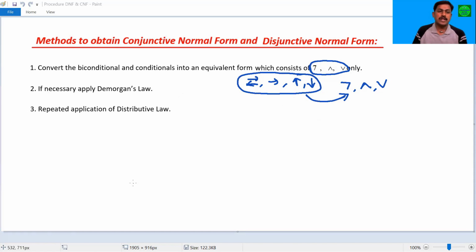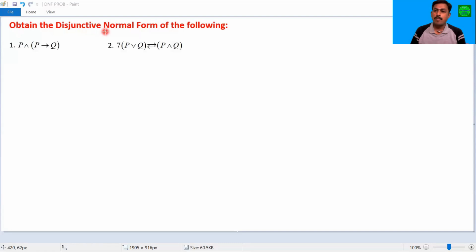Second step, if necessary, apply De Morgan's law. Third step, repeated application of distributive law until you get the conjunctive normal form or disjunctive normal form. We'll see problems on disjunctive normal form. Obtain disjunctive normal form of the following. First one, P and if P then Q.